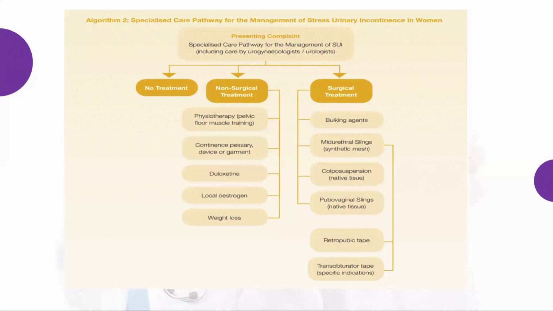All right. Then you have surgeries. Surgeries can be a mid-urethral sling, that is a mesh, or a colposuspension, or pubovaginal slings, retropubic tape, or a transobturator tape. This, as we said earlier, transobturator has specific indications. So sling procedure, what do you do in a sling procedure?